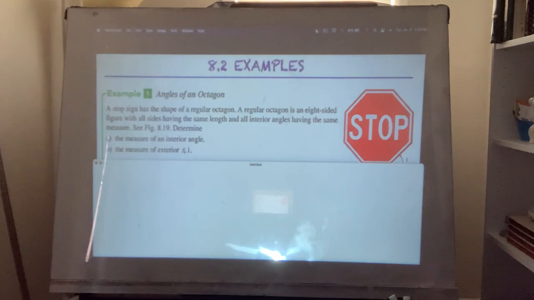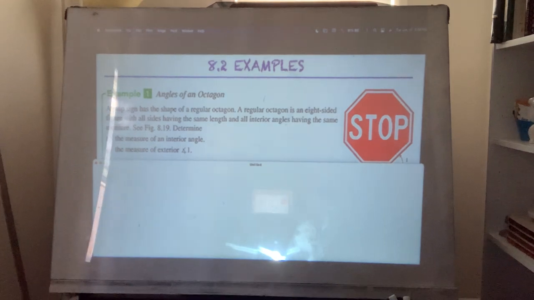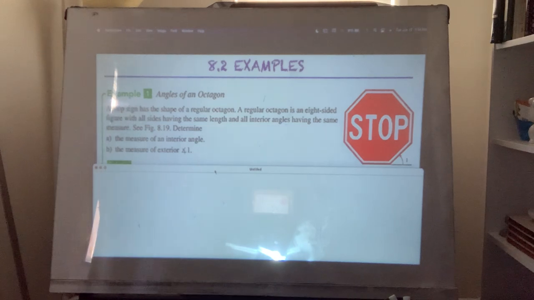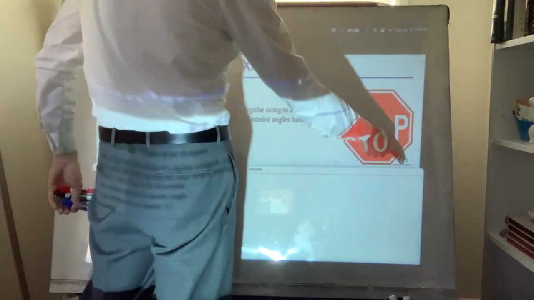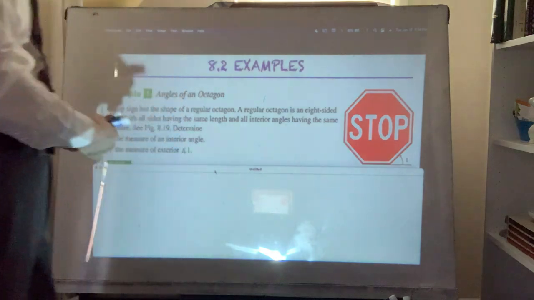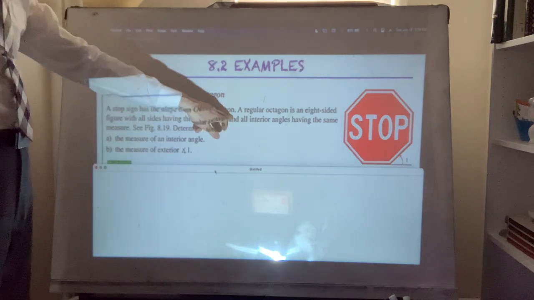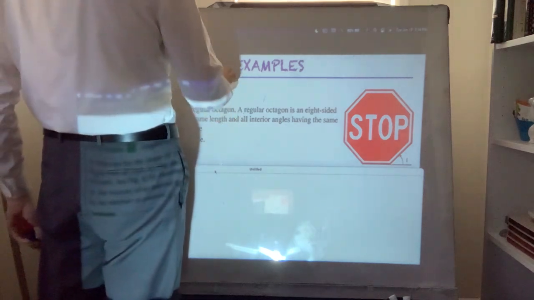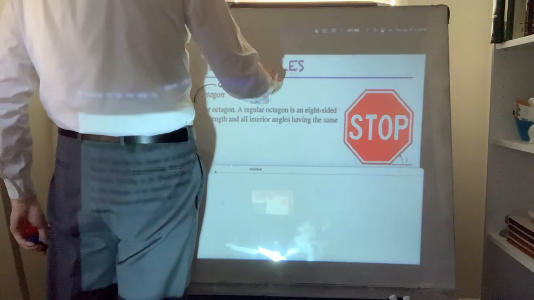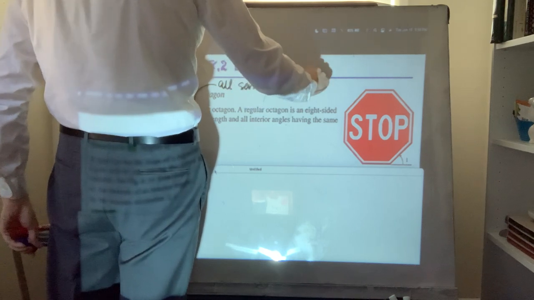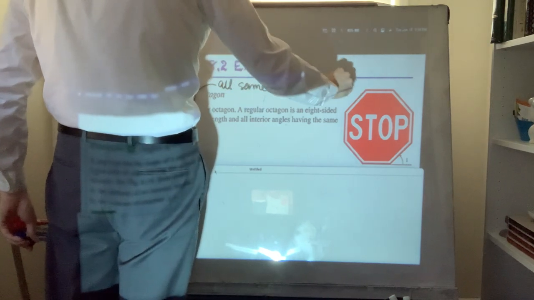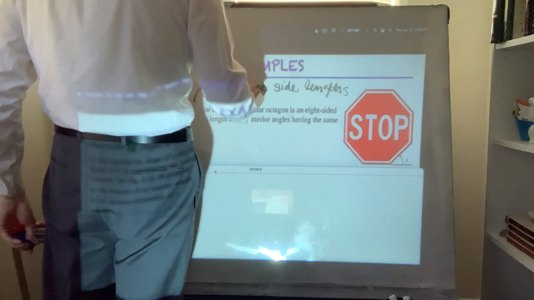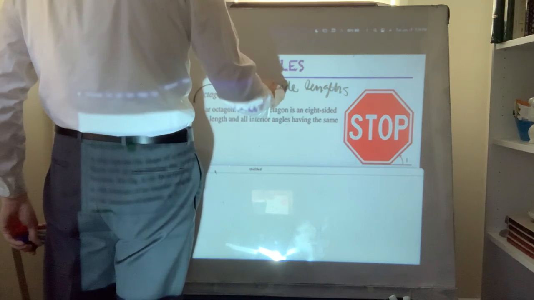This is angles of an octagon, a stop sign being a perfect example. It's a little bit obscure, but if you notice on the edge of that stop sign, there's a little arc there. The angle symbol, and it's an exterior angle, not an interior angle. The stop sign has the shape of a regular octagon. A regular octagon just means that it has all the same side lengths and equiangular interior angles.